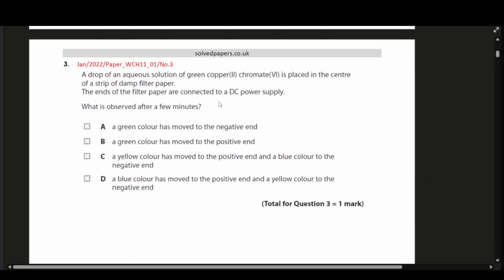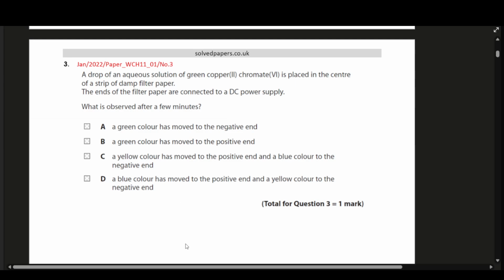Now, a drop of an aqueous solution of green copper chromate(VI) is placed in the center of a strip of damp filter paper. The ends of the filter paper are connected to a DC power supply. What is observed after a few minutes? A: a green color has moved to the negative end. B: a green color has moved to the positive end.